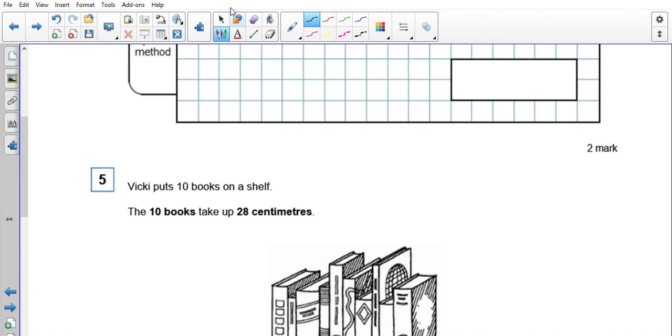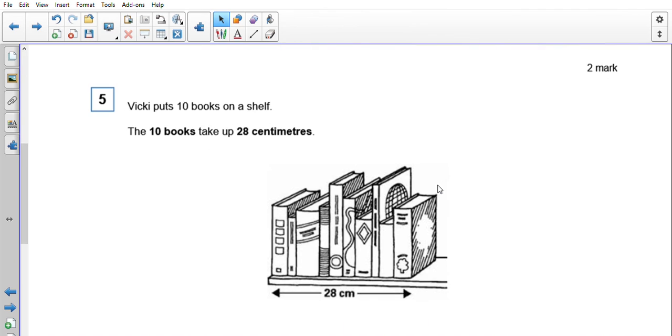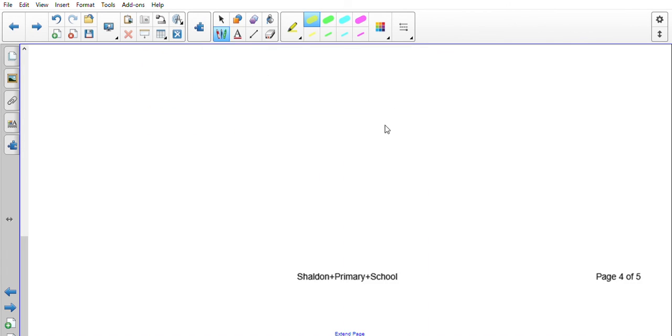And then we have Vicky. Vicky puts 10 books on a shelf. The 10 books take up 28 centimetres. I like it when they put in numbers such as tens or hundreds, things like that. Makes it very easy to work with, to use our place value knowledge. Okay, so the books take up 28 centimetres on a shelf.